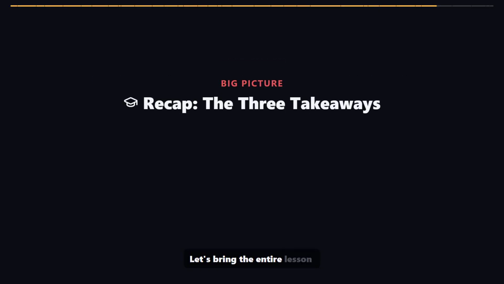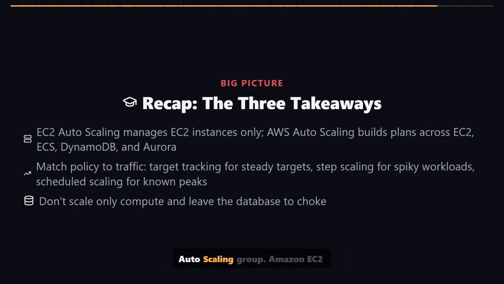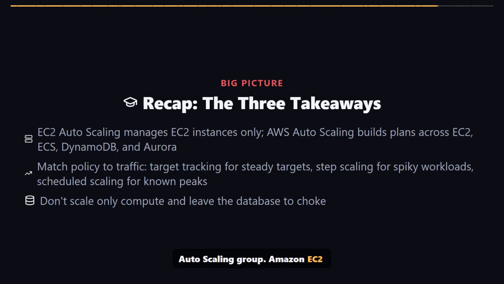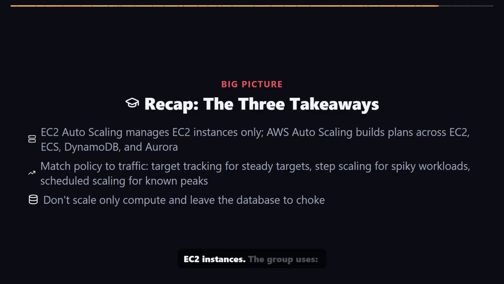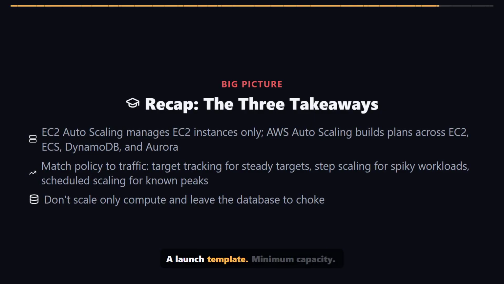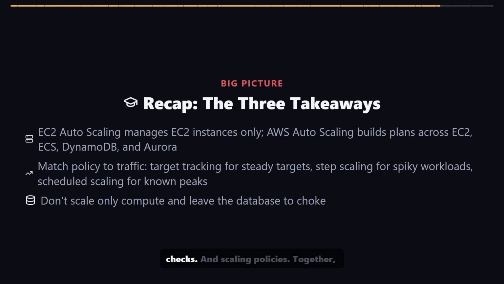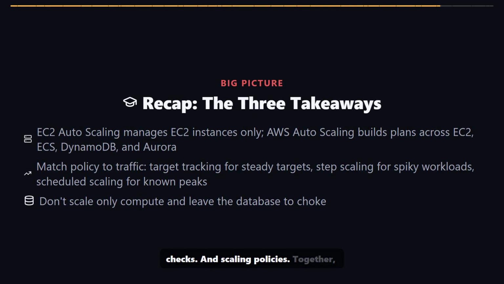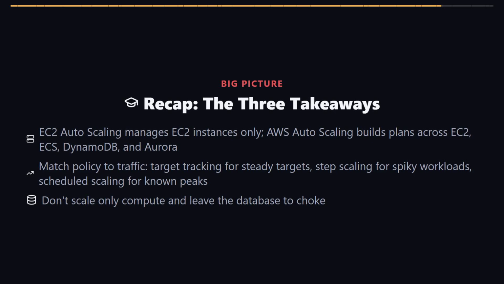Let's bring the entire lesson together. Takeaway 1. Understand the auto-scaling group. Amazon EC2 auto-scaling manages groups of EC2 instances. The group uses a launch template, minimum capacity, maximum capacity, desired capacity, health checks, and scaling policies. Together, those components help maintain the EC2 capacity your application needs.